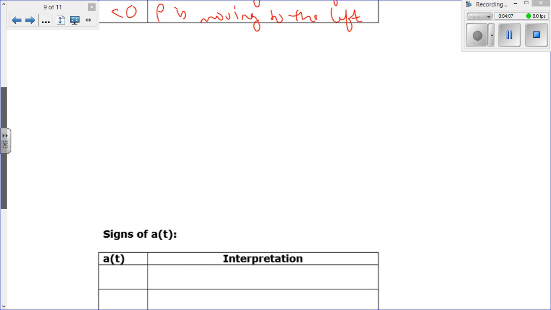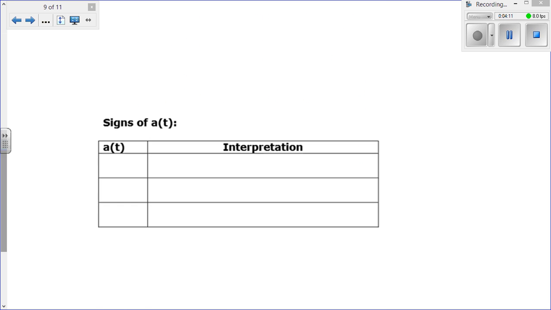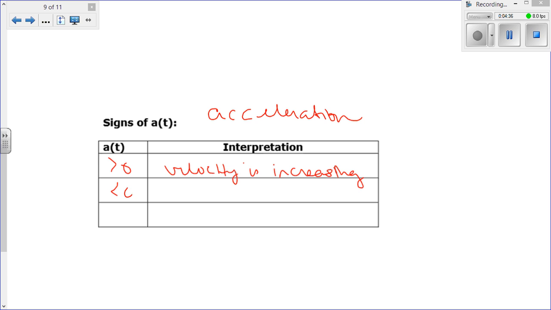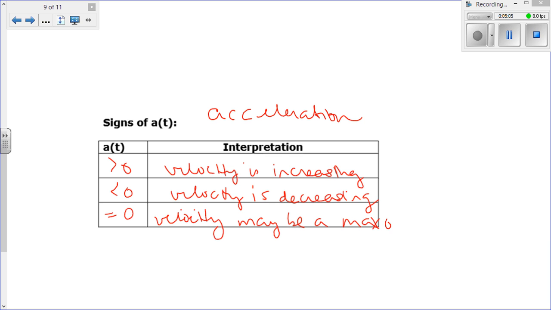And then we have signs of a of t, which is our acceleration. If a of t is greater than 0, the velocity is increasing. If it is less than 0, velocity is decreasing. If it is equal to 0, the velocity may be a maximum or a minimum.